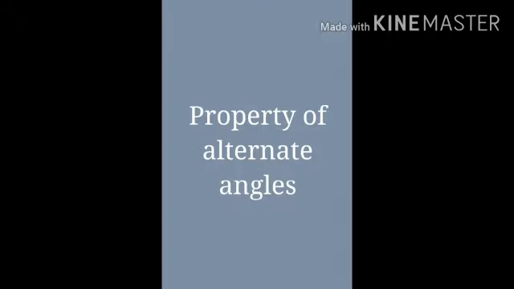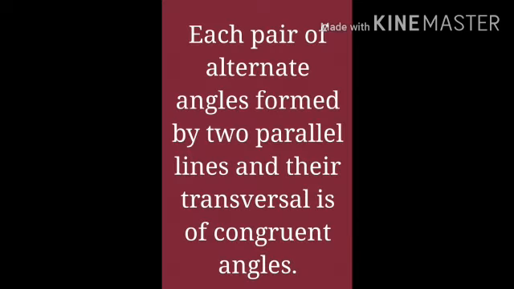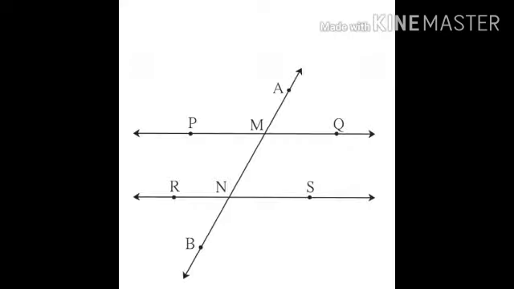Now we are going to study property of alternate angles. Each pair of alternate angles formed by two parallel lines and their transversal is congruent angles. Property of alternate angles we will study with the help of an example. Angle PMN is congruent to angle MNS. This is interior alternate angle. Now exterior alternate angle, angle AMP is congruent to angle SNB.